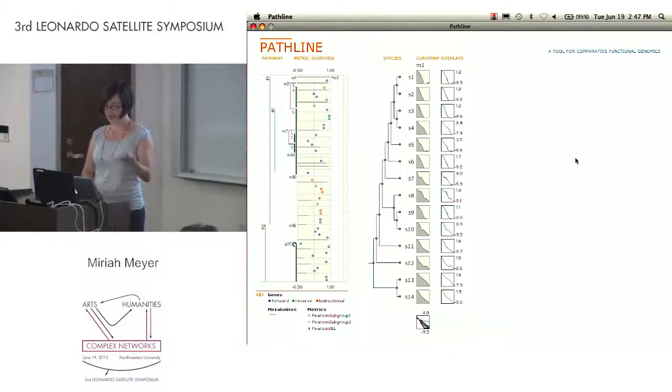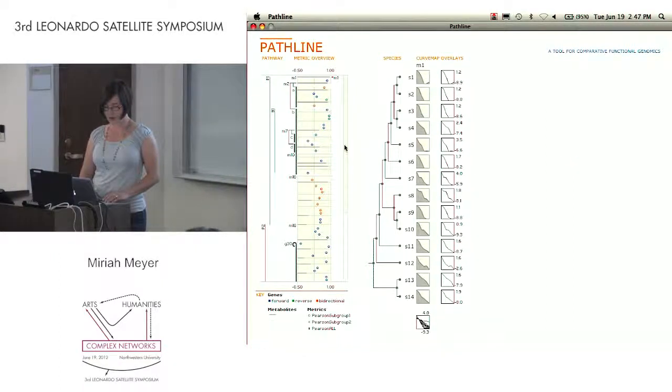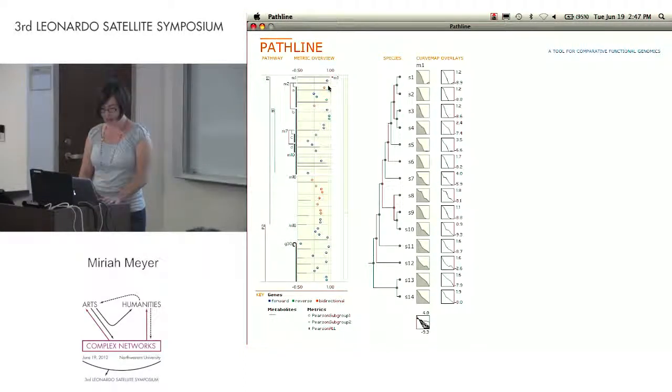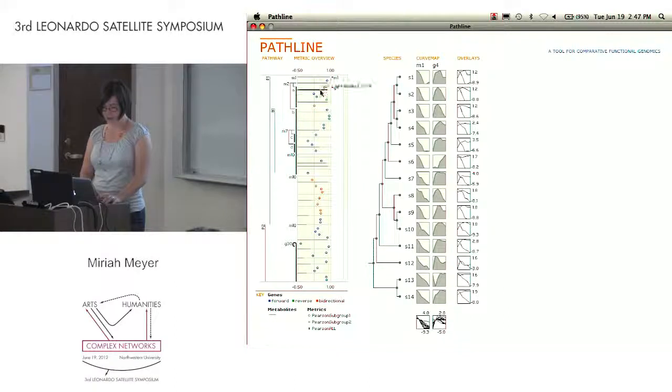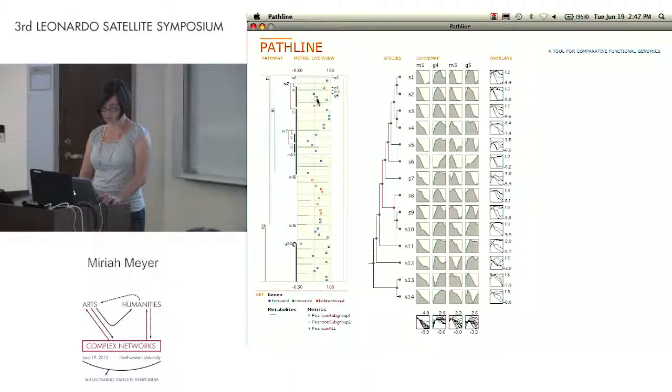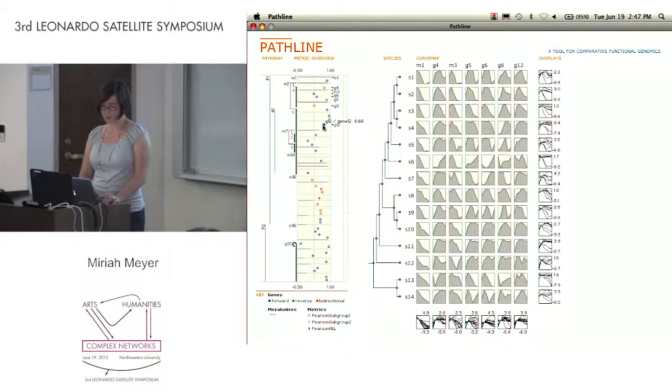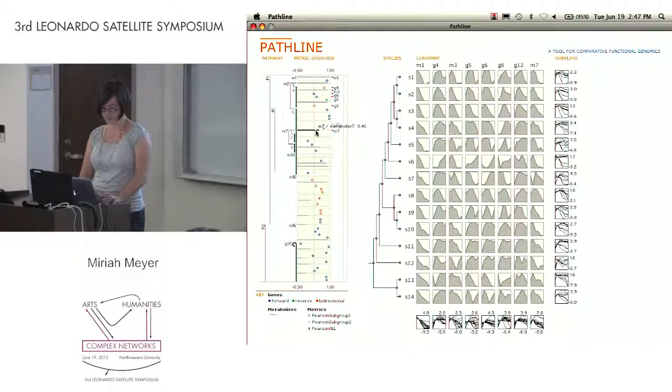Okay, so this is Pathline in action. We've loaded in a variety of different pathways over here on the left. And we can populate the curve map display by selecting genes or metabolites of interest over here. So let's just select some. We also, on rollover, get more information about these nodes in the pathway.